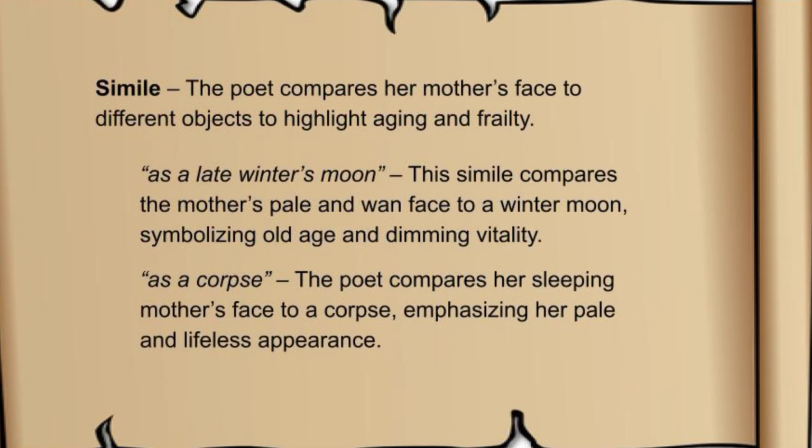So the first one is a simile. Simile is a poetic device that is used to compare two things. So you can easily identify simile by the words like as, like, or such as. So let's look at the examples. As a late winter's moon. So this is a simile because the mother's pale and wan face is compared to the winter moon, which symbolizes the old age and dimming vitality.